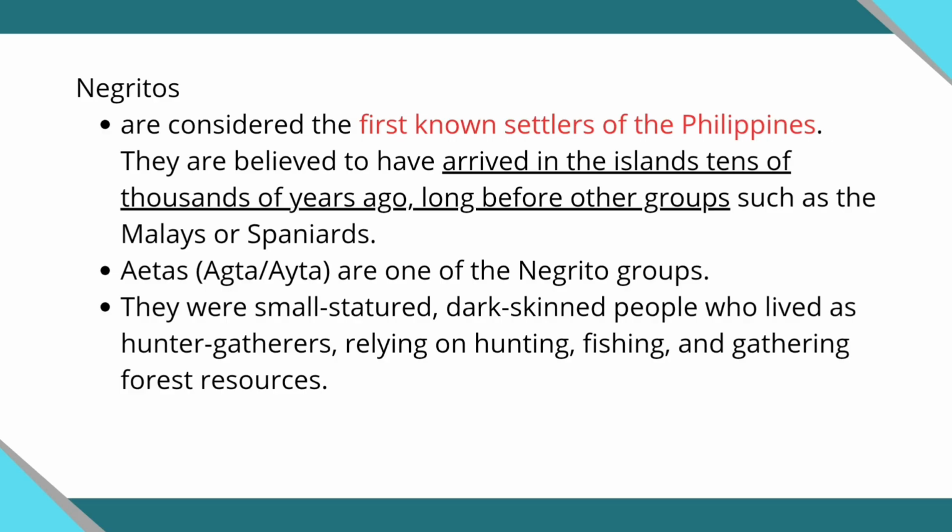Negritos is a general term used to describe the earliest indigenous peoples of the Philippines. The Aetas, Agta or Ita, are one of the Negrito groups. They were small-statured, dark-skinned people who lived as hunter-gatherers, relying on hunting, fishing, and gathering forest resources.